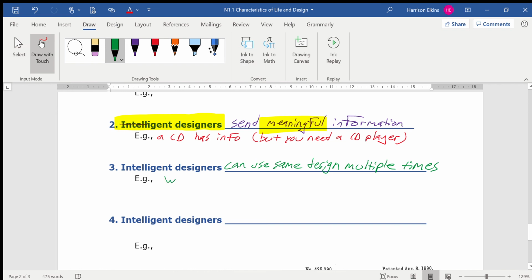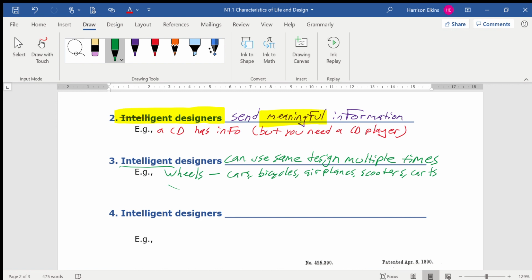So wheels, for instance, what all do we use wheels in? Cars, bicycles, airplanes have wheels to land, scooters, carts, wheelbarrows, all sorts of things. If we're intelligent enough, we don't need to reinvent the wheel. We can reuse it multiple times.